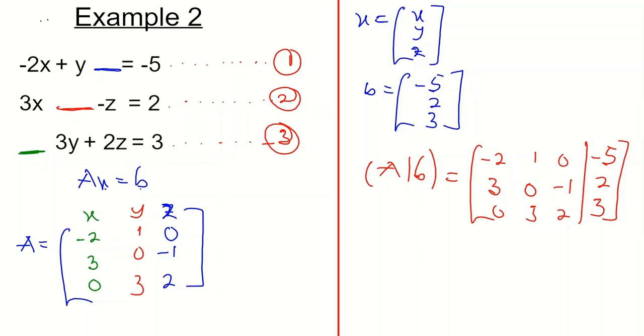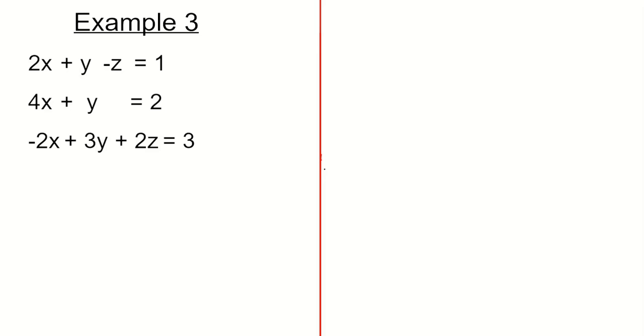And with our third example, we have 2x plus y minus z to be equal to 1. And so we can label this as equation 1. And then 4x plus y to be equal to 2. And so this one is equation 2. And the last one, minus 2x plus 3y plus 2z to be equal to 3. We have this one as equation 3.